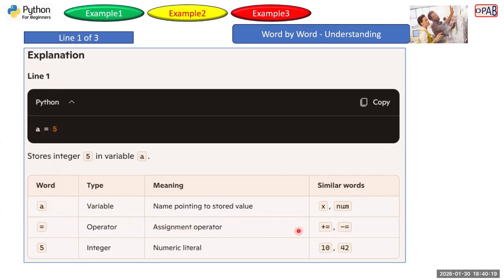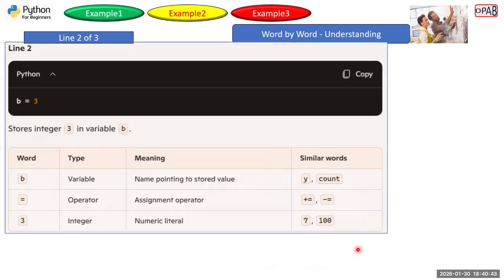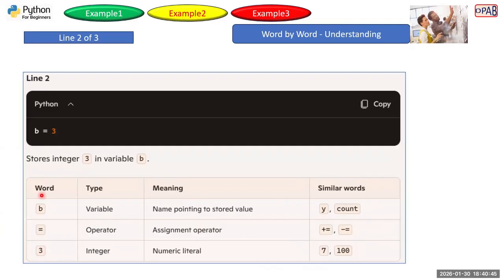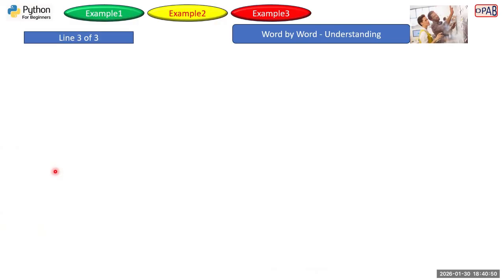Equal to is the assignment operator. Other similar words we can use in other situations, not in this one, are plus equal to or minus equal to, which we will understand in other examples also. 5 is an integer, the data type is integer, a numerical literal. Other similar words will be any number you can type. Next, B equal to 3 is assigned the same way. So A equal to some value, B equal to some value. This is how it will be assigned here.